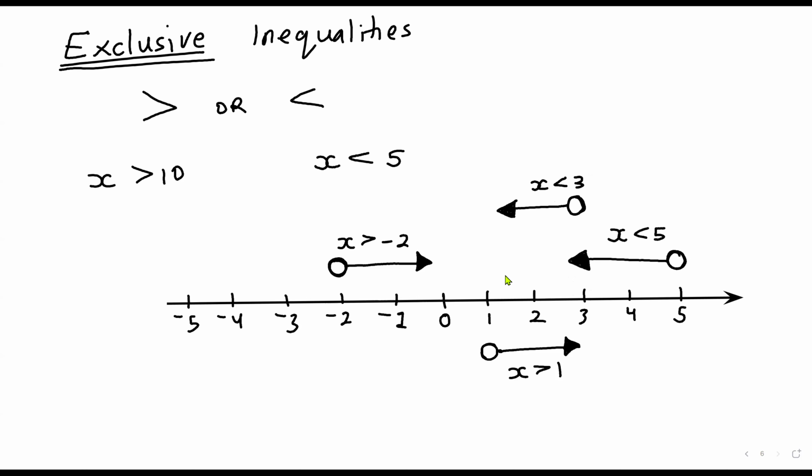All right. What about Tristan? What about if I wanted to show x is greater than -4? Where would the circle go and where would the arrow go?